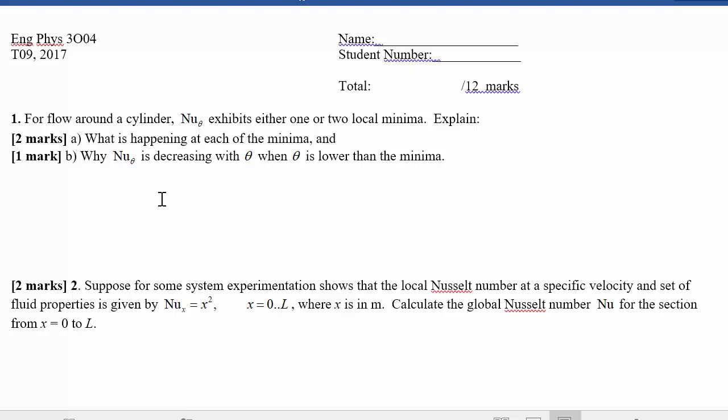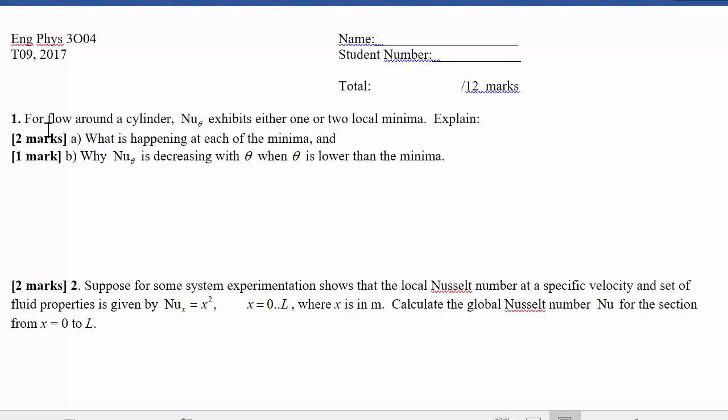Hi, this is going to be test prep for ENGPHYS 3004, test number 9. In 2018, we're going to look at the 2017 test number 9. This test covers the introduction to how to calculate the convection coefficient for different kinds of flow. So first it looks at the external flow stuff.